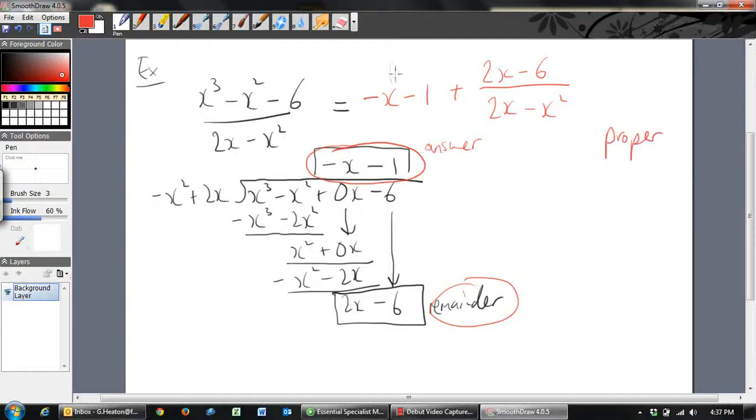And so I've got this stuff out the front, which is nice and easy to deal with, and then here you've got a degree of 1 at the top, and you've got a degree of 2. So this is now proper. This is very good. And so that's how you deal with improper fractions with algebra. And so get good at that. Get good at doing long division. It's actually a really useful thing. I think long division is a waste of time with numbers, but with algebra it's really useful.